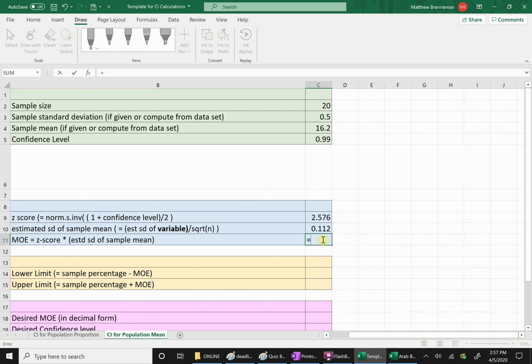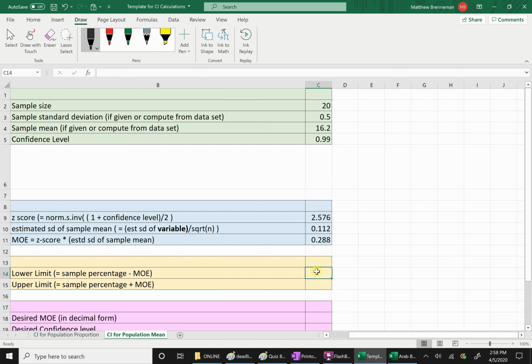And now the z-score is computed always the same way, right? It's whatever our z-score is times the estimated standard deviation of our estimators. That's the estimated spread of the sample estimators, right? And we get 0.288.